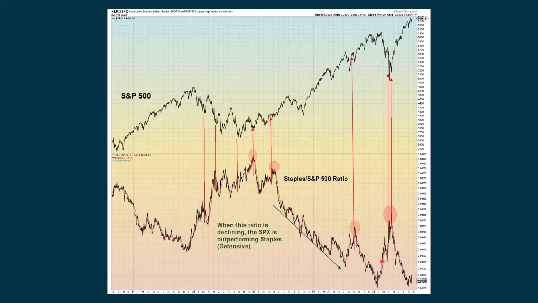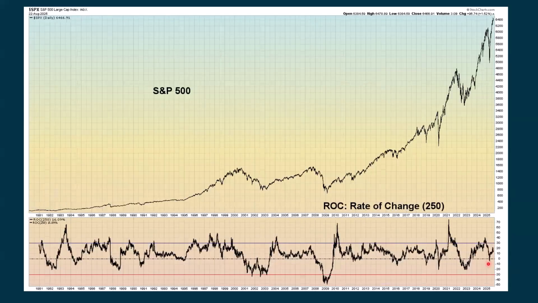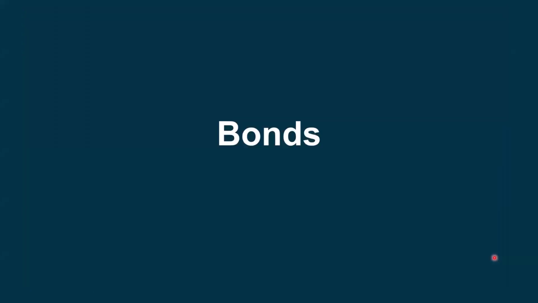Another one is staples to the S&P 500, really choppy lately, not getting an awful lot of conviction now. Long-term rate of change charts did decline a little bit here with this longer-term chart based on 250 periods. Also declining a little bit here with that same chart, but going back to 1980.